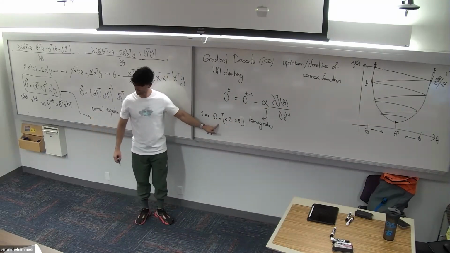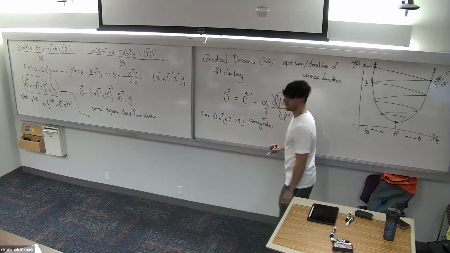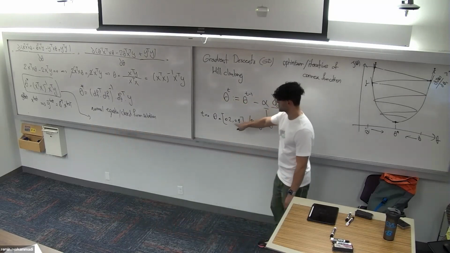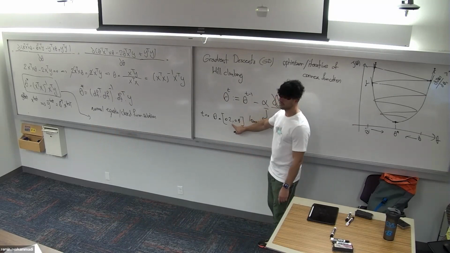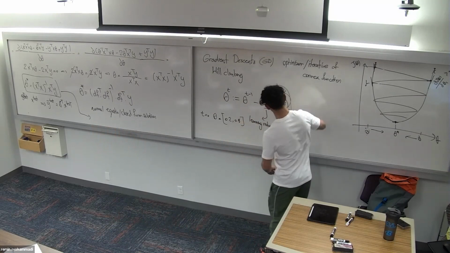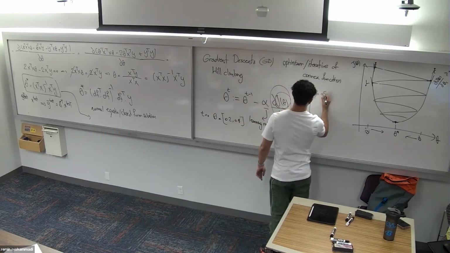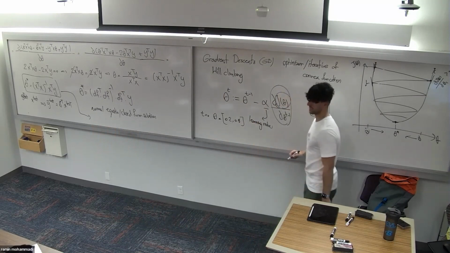This is a vector, correct? J of theta is a function, correct? Can I take a derivative of this with respect to that? Yes. So it gives me a vector, correct? This term is a vector. Let's say 0.05, 0.4. That's the gradient.